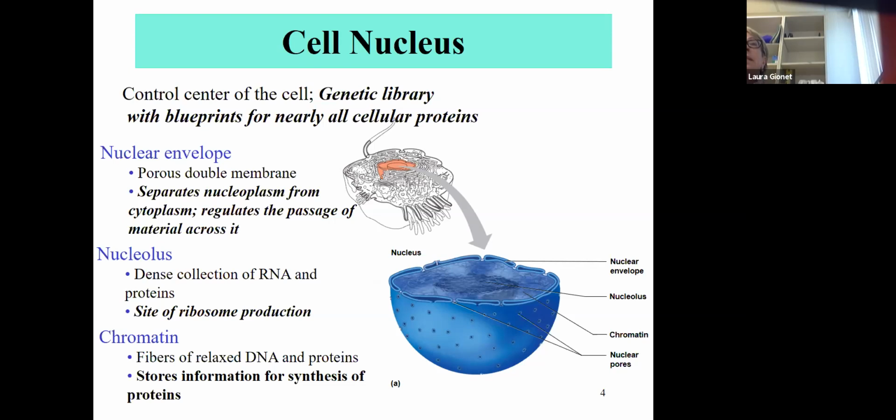The nucleolus is a dense collection of RNA and proteins, and it is the site of ribosome production. Ribosomes we're going to find either free-floating or attached to endoplasmic reticulum outside the nucleus, and they are manufactured in the nucleolus. Then we have chromatin, which is just a fancy word for relaxed DNA and proteins in the nucleus. This is where we store the information and the recipes for making our different proteins.